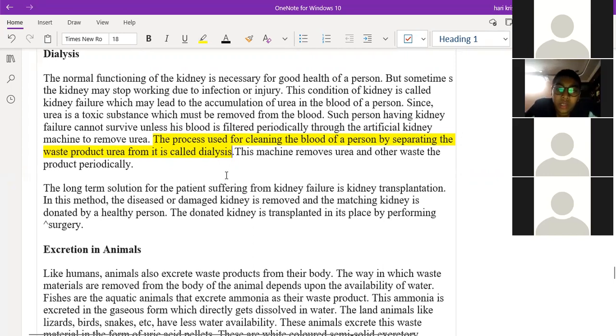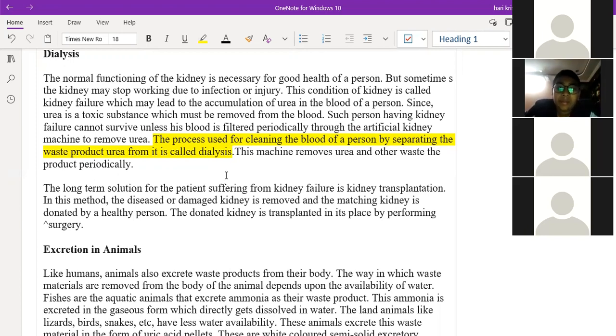The process of purifying the blood by using some artificial machine is called dialysis. Simple thing. The process used for cleaning the blood of a person by separating the waste products such as urea from the blood is called the dialysis process.